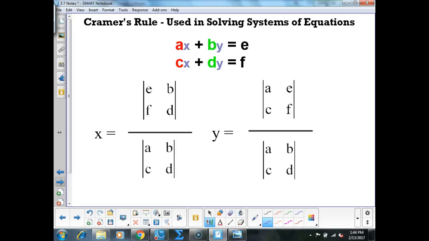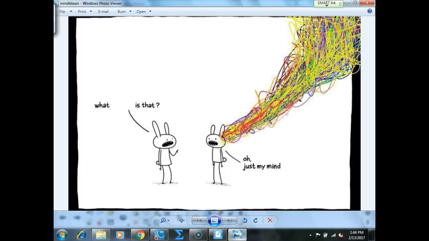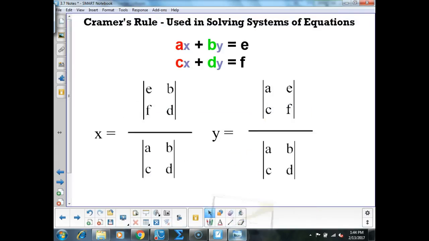So Cramer's rule is here. Now, on paper, Cramer's rule is like this. On paper. But when you get to be using Cramer's rule, it actually is not that.